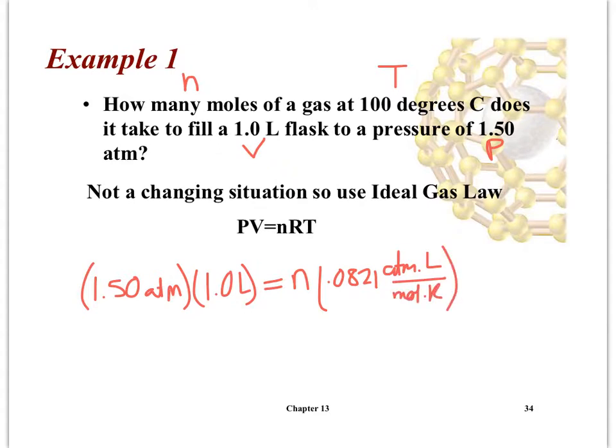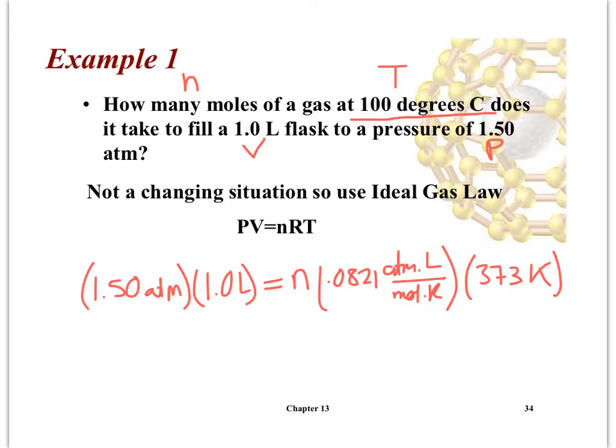And then my temperature, I'm given 100 degrees Celsius, but I can't use any gas law unless it's in Kelvin. So I need to convert that to Kelvin, so that would be 373 Kelvin. It's important to include the units for all of your numbers. That way you see whether they cancel or not and what units you end up with. So in this case, I will take my PV over the RT to solve for n.